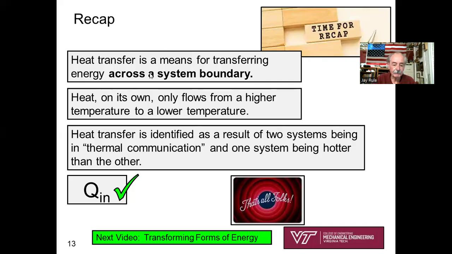And then remember that my suggestion to keep yourself sane is don't just write down Q. Write down Q sub n, and then let the numerics of the problem guide you in terms of understanding. Is Qn a positive number? Heat is added to the system. If Qn is a negative number, heat is rejected from the system.